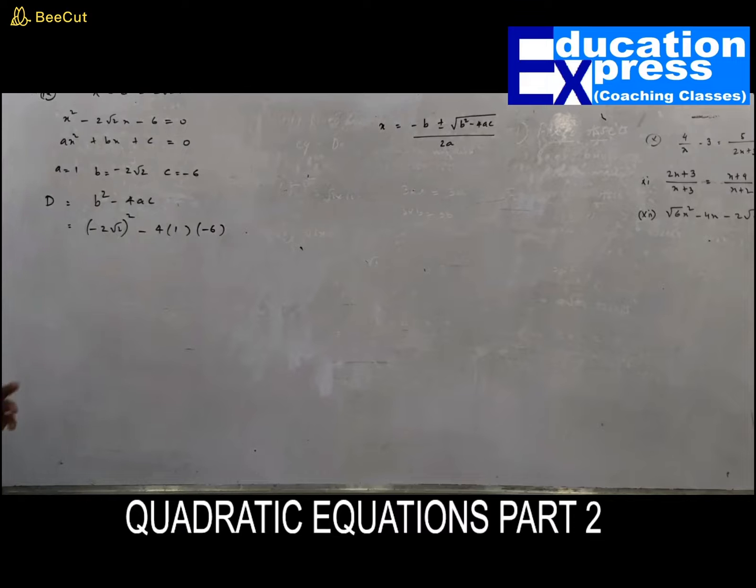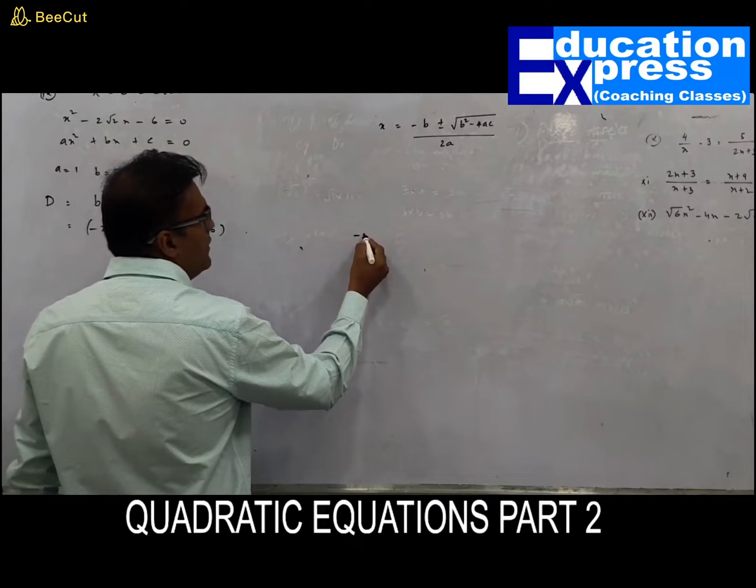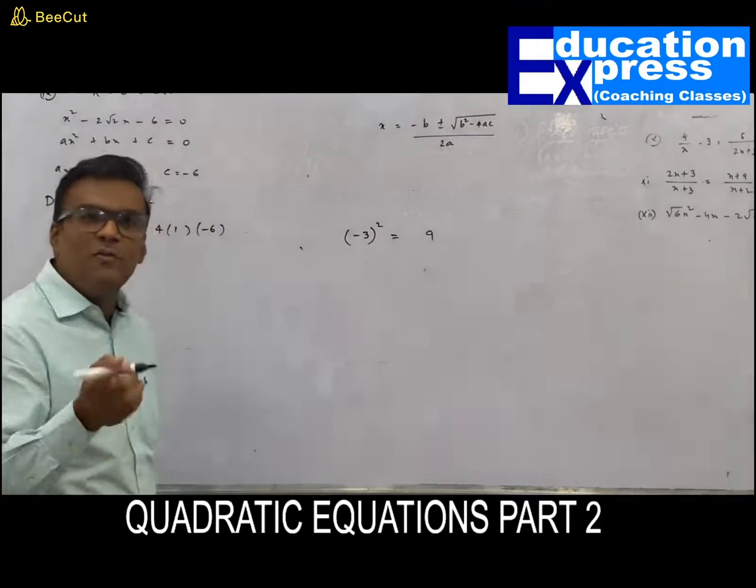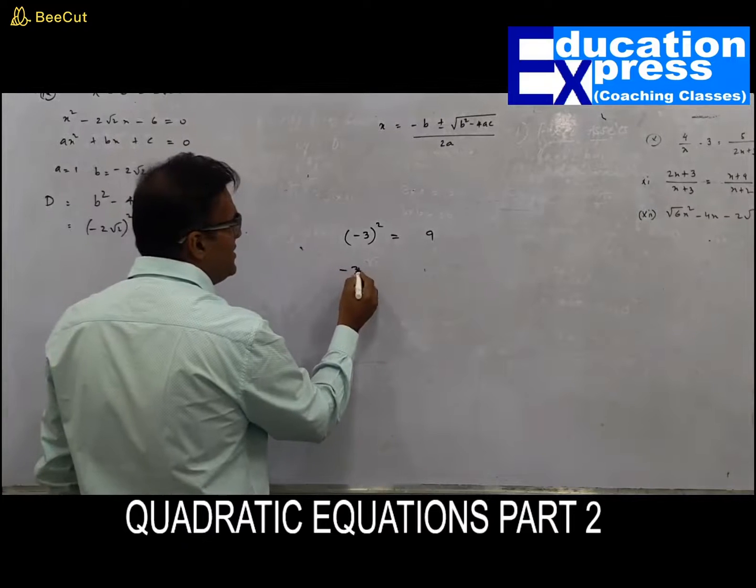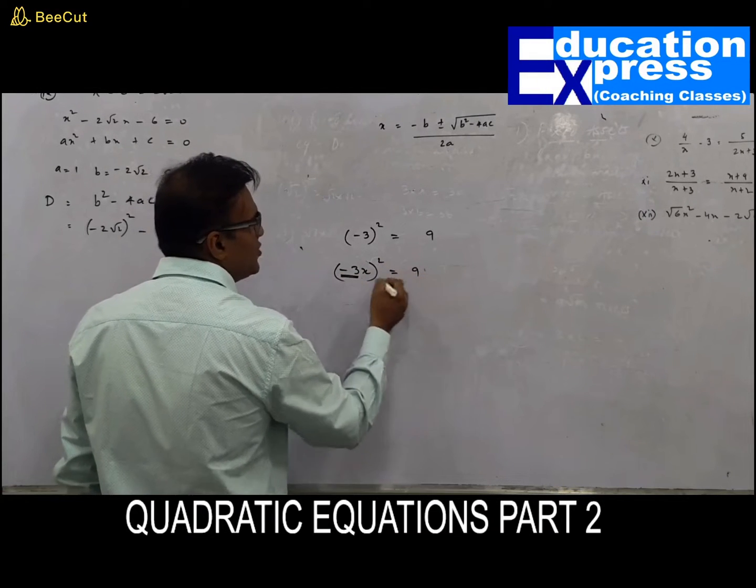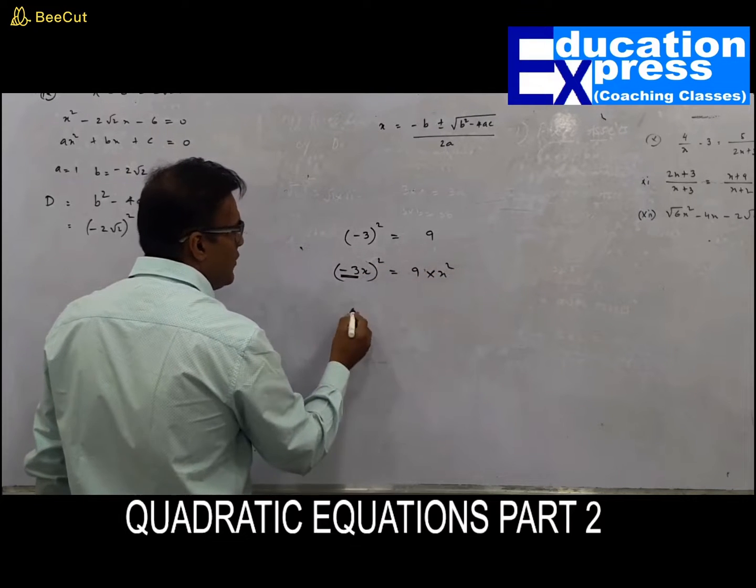Don't worry. Trust me, don't worry. It is very, very simple. I'll explain to you. Have a look over here. Minus 3 square. Answer is 9. Minus 3 into minus 3. Supposing if I have minus 3x square. My answer is minus 3 square is 9. X square is x square.